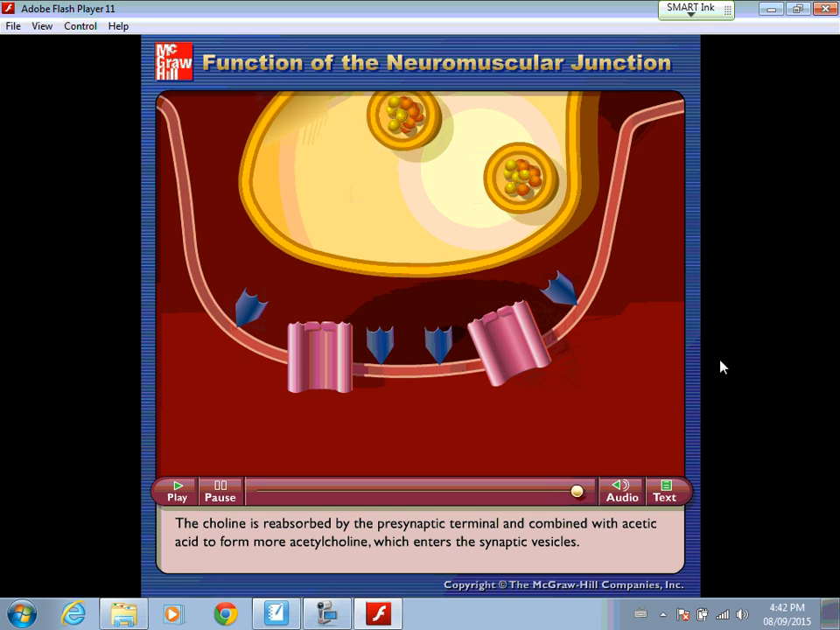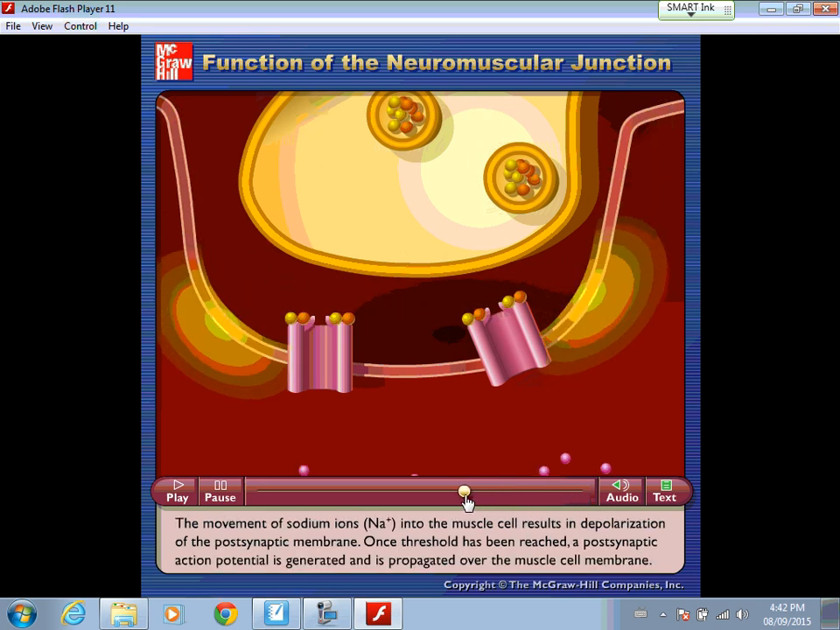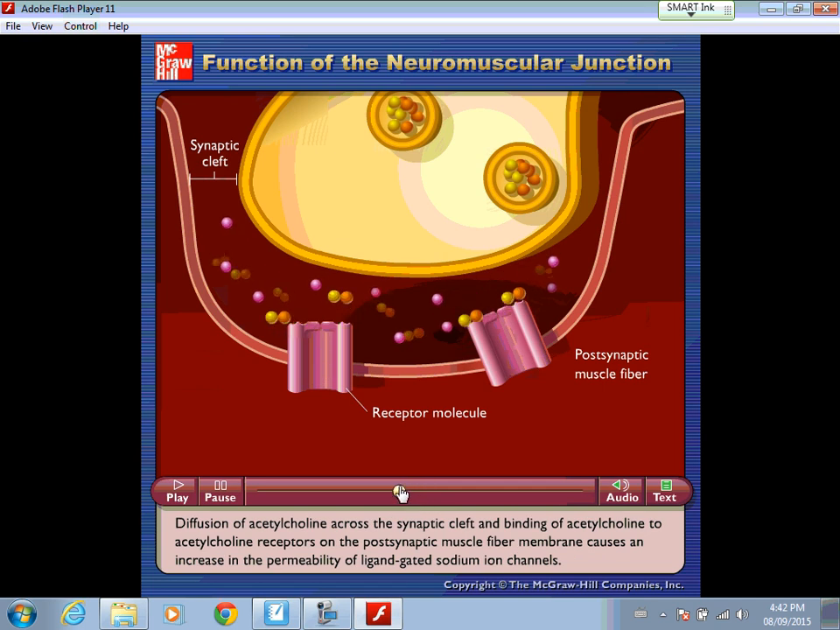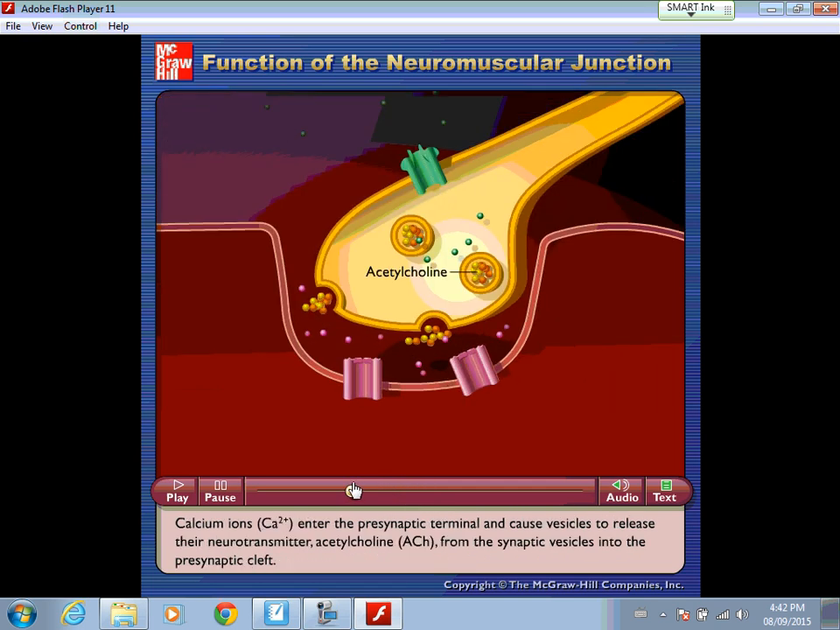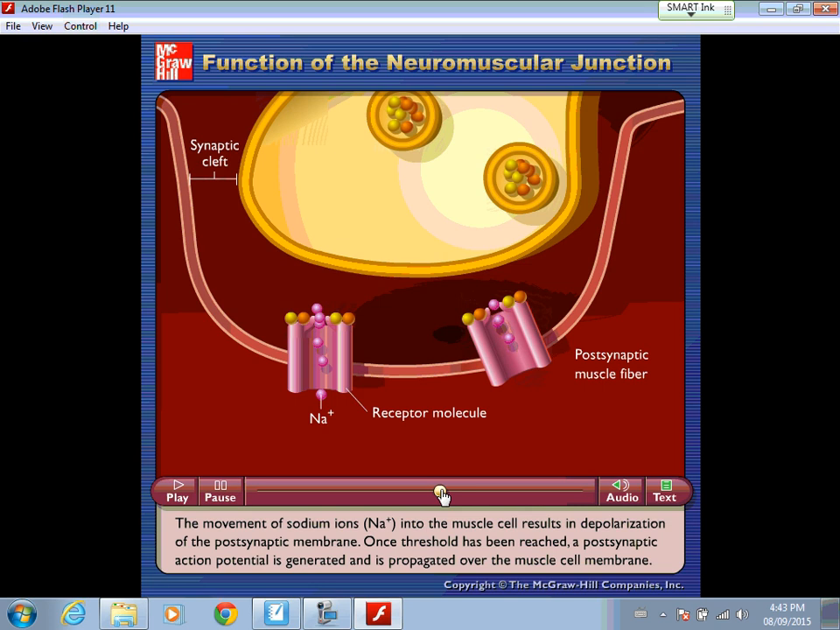So many of the events were similar to what we saw with the previous animation. Again, a couple of things that I will point out: you do need to know the specific neurotransmitter that is released that's going to target a muscle, and that neurotransmitter is called acetylcholine. It is released into the synaptic cleft. As they said, it binds to a receptor, opening up sodium channels. In this case, the opening up of sodium channels and depolarization, because it is a muscle, will result in the contraction of the muscle.